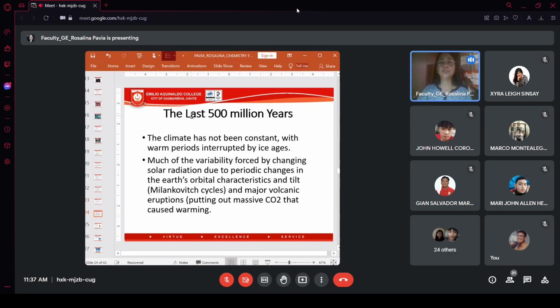For the last 500 million years, the climate has not been constant, with warm periods interrupted by ice ages. Much of the variability was forced by changing solar radiation due to periodic changes in the Earth's orbital characteristics and tilt, which we may call Milankovitch cycles, and by major volcanic eruptions putting out massive CO2 that caused warming. That was 5 million years ago.